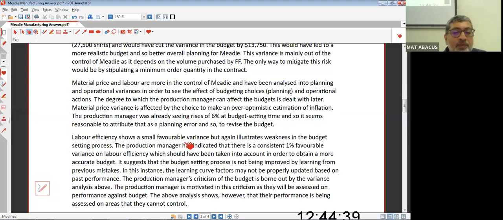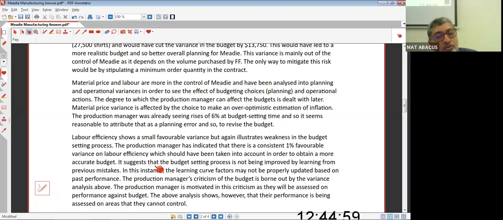Labor efficiency shows a small favorable variance, but again illustrates weakness in the budget setting process. The production manager has indicated that there is a consistent 1% favorable variance on labor efficiency, which should have been taken into account in order to obtain a more accurate budget. If you know, and they have told you, every year they are improving by 1%.